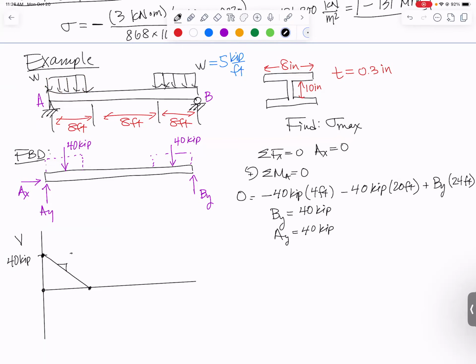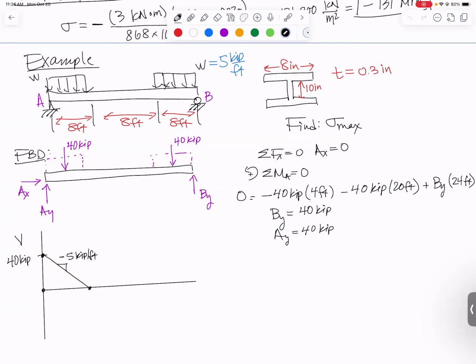Our slope right here is 5 kips per foot. If you want to call that a minus 5 kips per foot because it's going downhill, that's fine. To find out how far down you're going to go, you would find the area under this curve. We already did that. The area under that curve is 40 kips. We were at plus 40. We went down 40. We should end up at 0.